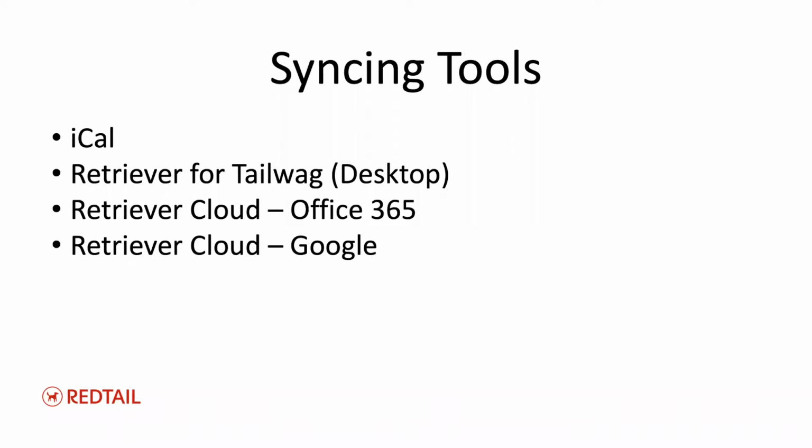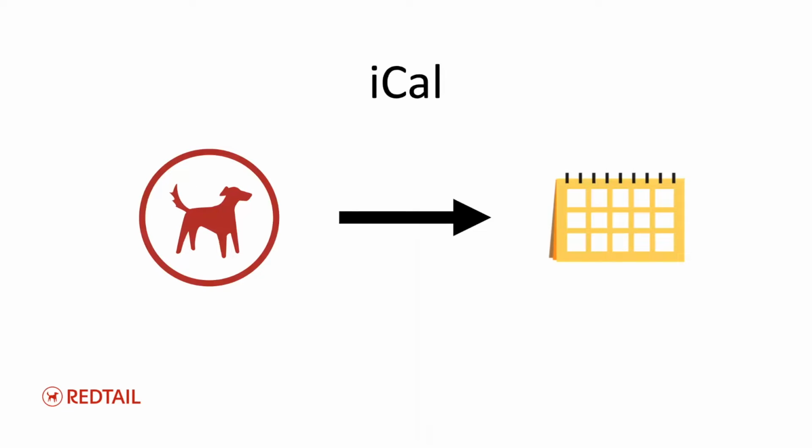Awesome. So let's jump in right away to our first calendar syncing tool, and that is iCal. Now, a couple of really important things to note about iCal is, first and foremost, iCal is a one-way feed, meaning that it is really just going to push things from Redtail into your calendar, not the other way around.